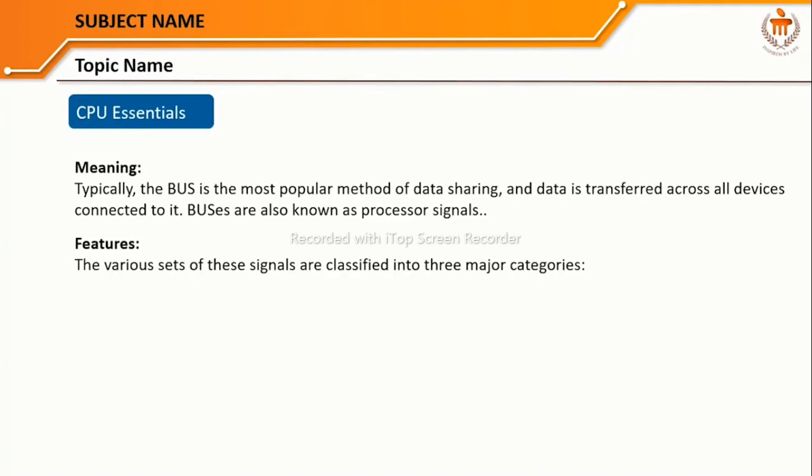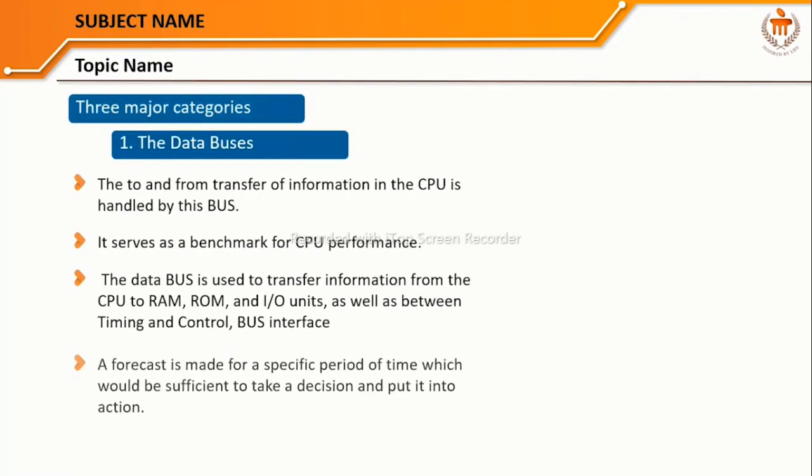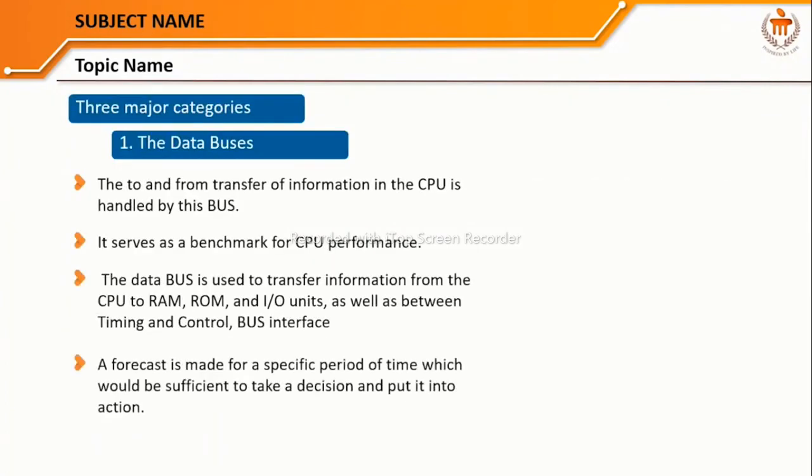Here, the CPU has three classification categories for how it can transfer. We have three major categories: the first one is the data bus, the second one is the address bus, and the third one is the control bus. In our next slides, we will discuss them one by one. First, we will discuss the data bus, then the address bus, then the control bus. So first, we are going to discuss the data bus.